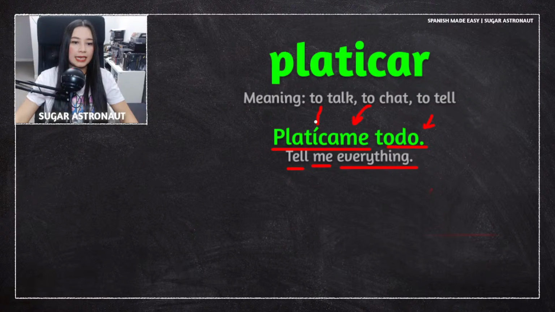And we need the accent mark here because otherwise the intonation is wrong. You need the accent mark there so you get the right intonation. Platícame todo. Okay, don't forget that for sure. Now the next example, guys. Let's look at the next example.